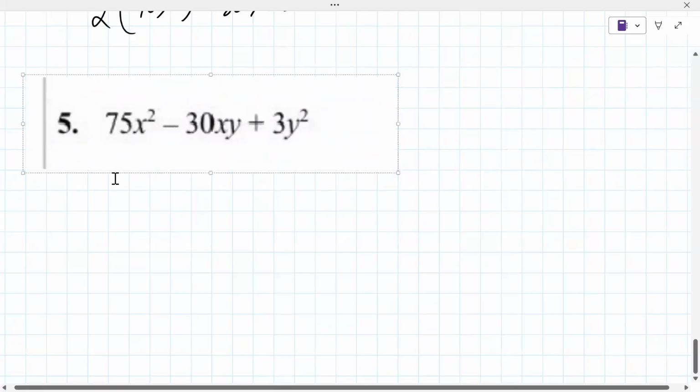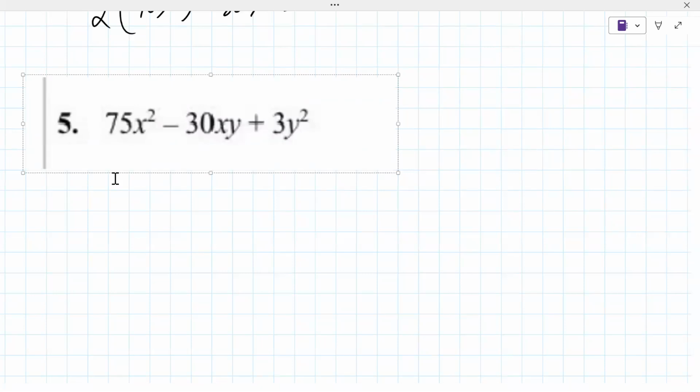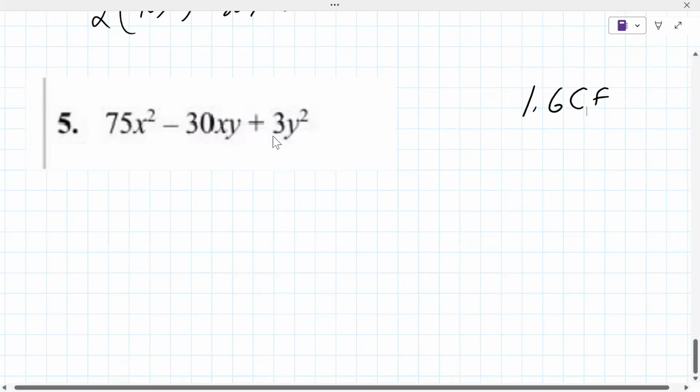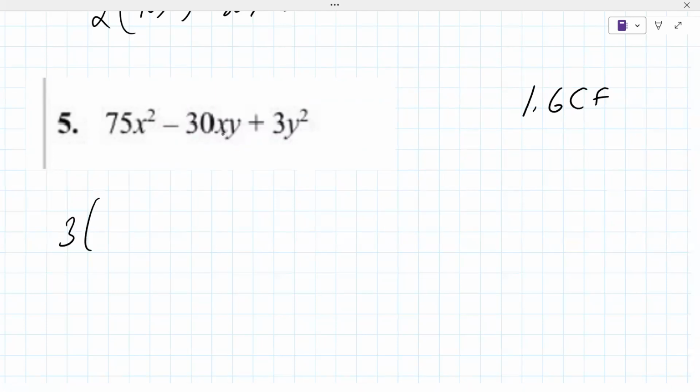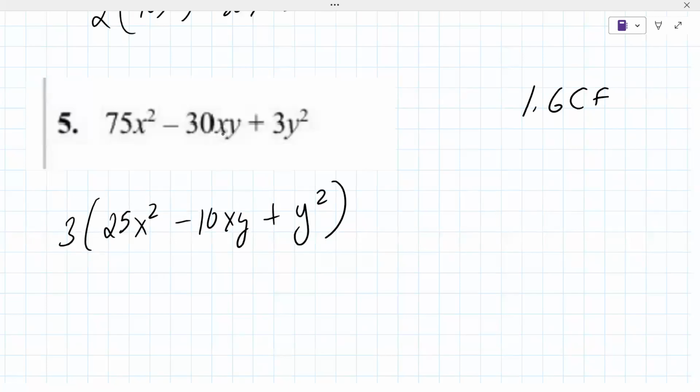It looks like a perfect square trinomial, but you always look for a GCF first on your test or your quiz. Because if you don't, you make the problems a lot harder than they need to be. Is there a number or a letter that goes into all three? 3. So this becomes 25x squared minus 10xy plus y squared.